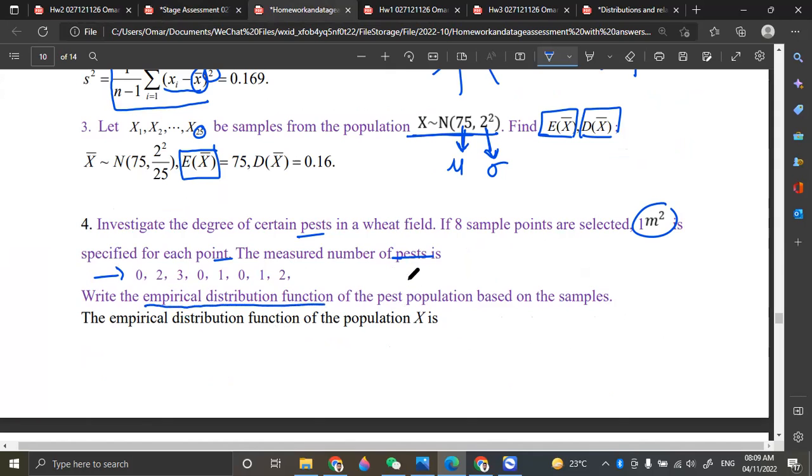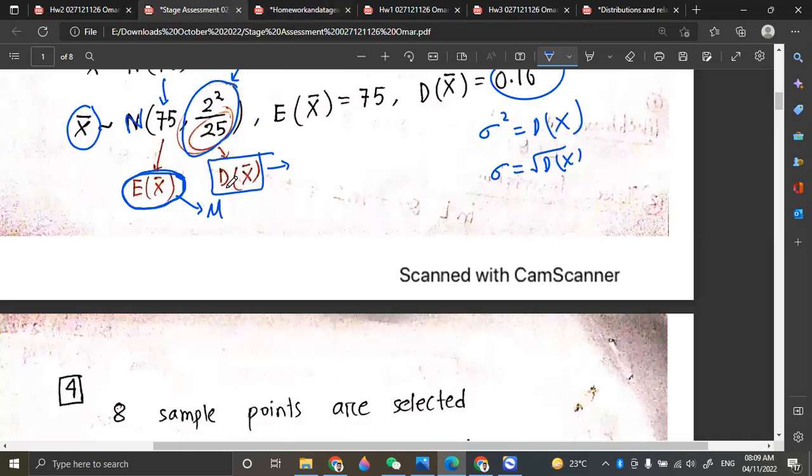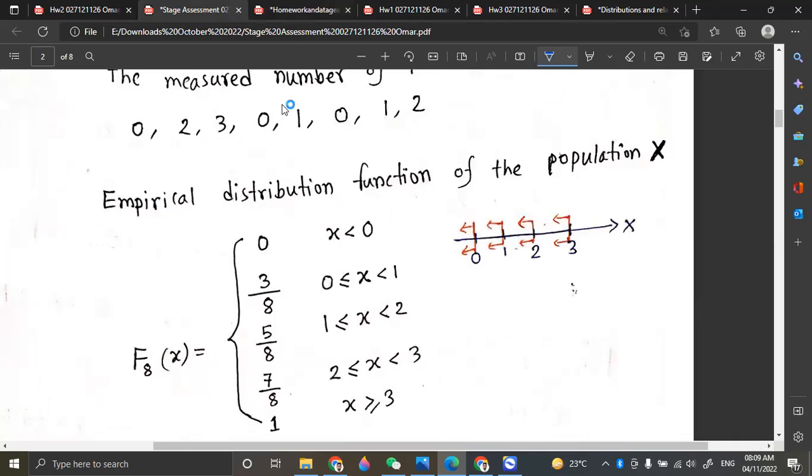Okay. So the empirical distribution function of the population here, how do we find this? If you look at the data, we have 0 here, 2 here. So we just rearrange them, okay? 0 and 0 and 0, and maybe 1 and 1 and 2 and 2 and 3, right? Now we have to draw this line, the real line, and we plot these numbers 0, 1, 2, and 3.